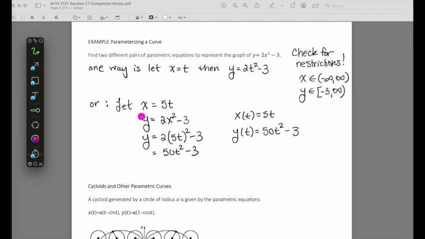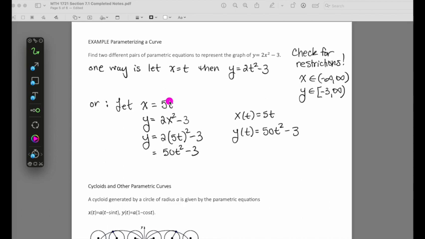So for example here, my favorite number is 5. So hey, let X be equal to 5T. Let's try that. And I'm not worried about domain restrictions here because I know I can plug anything in here for X. So whatever I plug in for T, I get out whatever I want for X, and I can plug it in here, and I'm not worried about any restrictions.